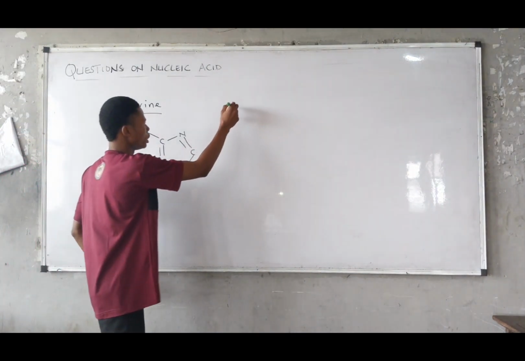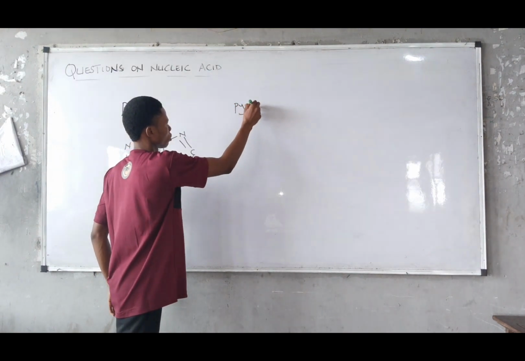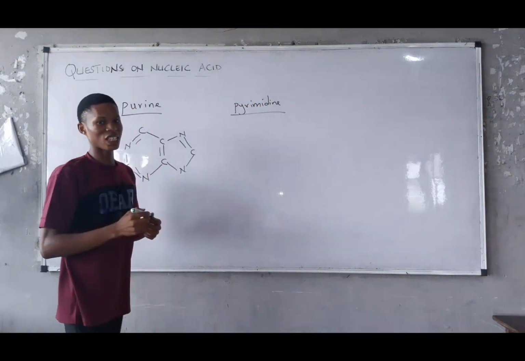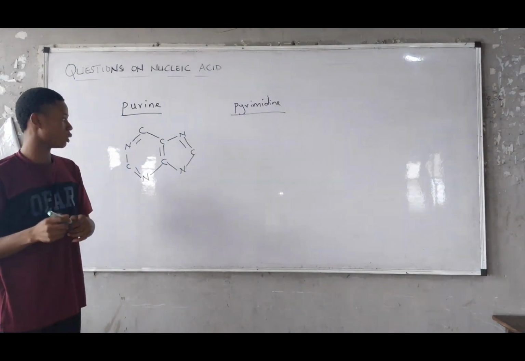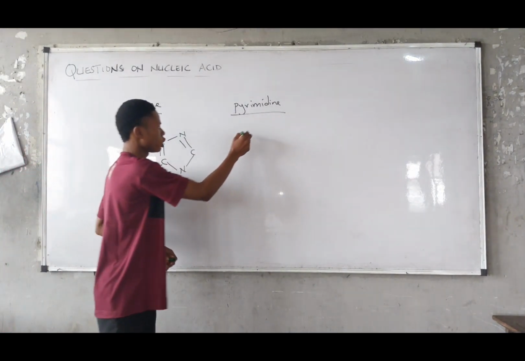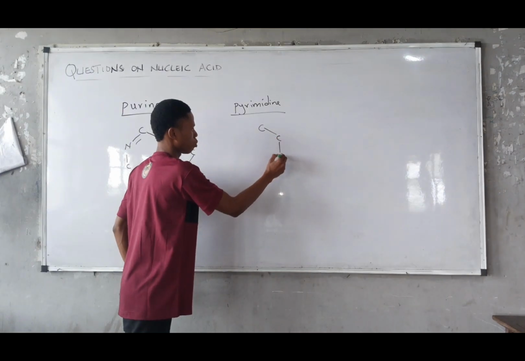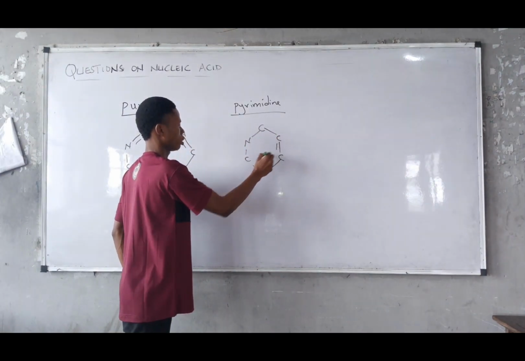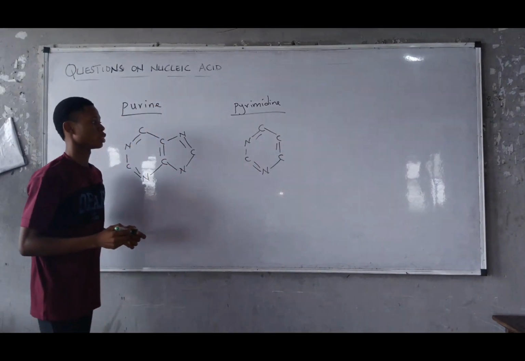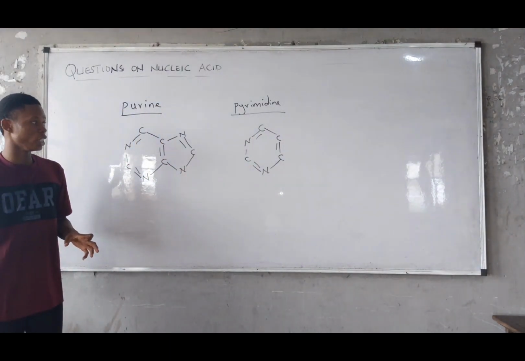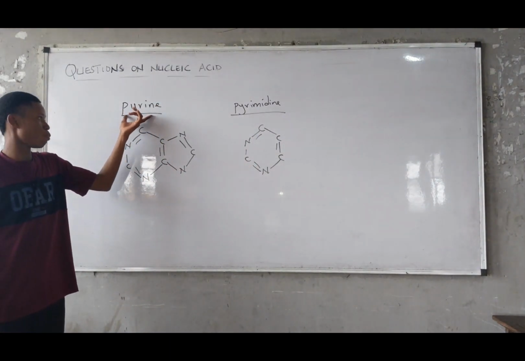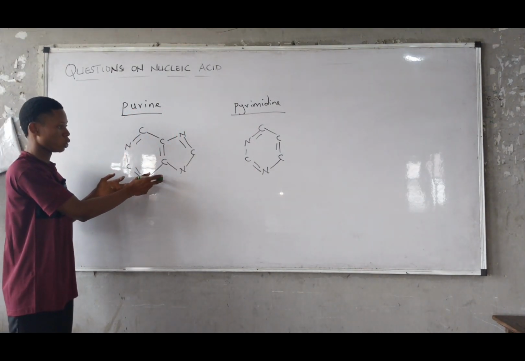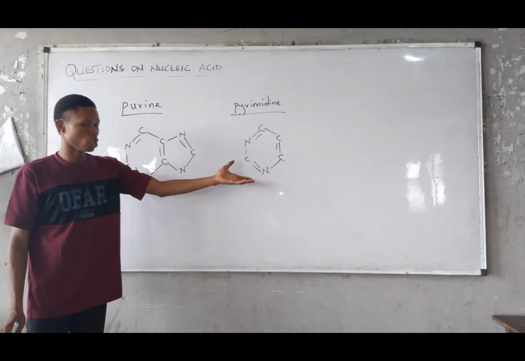Now for our pyrimidine, pyrimidine is a single ring, a 6-membered ring. And to draw that, carbon, carbon, carbon, nitrogen, carbon, nitrogen, carbon. This is your pyrimidine ring. So they said using diagram only, differentiate between purine and pyrimidine. This is what you're expected to do. This is the structure of purine and this is the structure of pyrimidine.